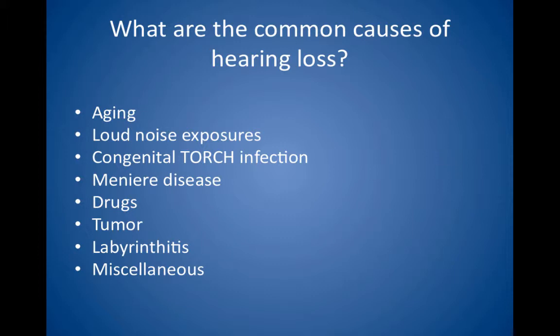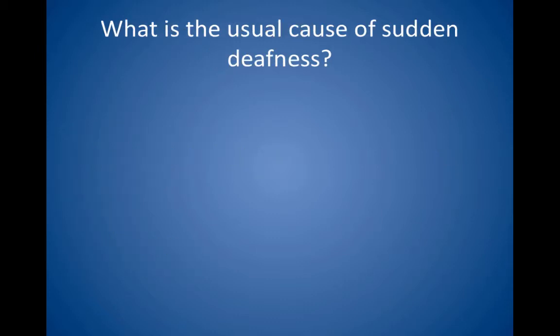Other causes of hearing loss: drugs such as aminoglycosides, aspirin, quinine, loop diuretics, and cisplatin. Tumors, classically an acoustic neuroma. Labyrinthitis, which may be viral or follow or extend from meningitis or otitis media. And then miscellaneous causes, such as diabetes, hypothyroidism, multiple sclerosis, sarcoidosis, and pseudotumor cerebri. What is the usual cause of sudden deafness?